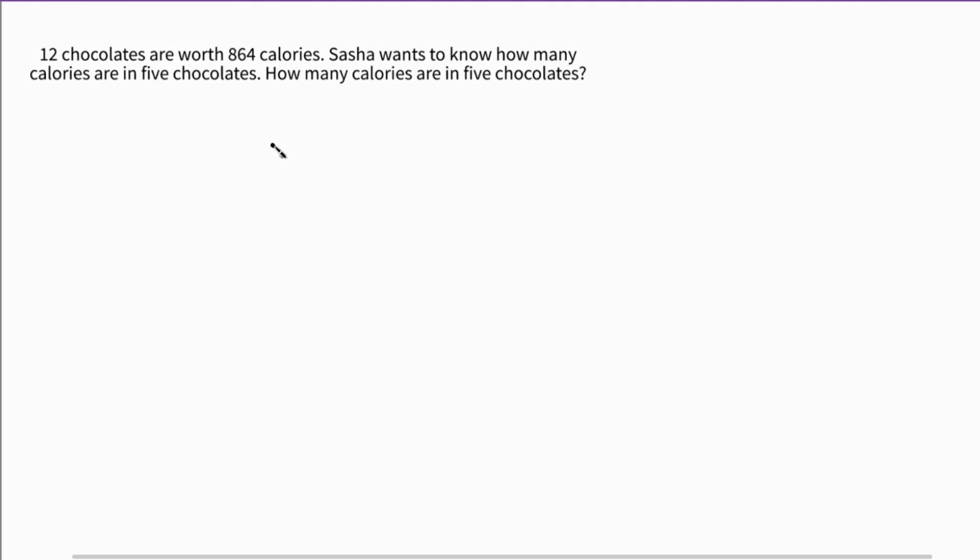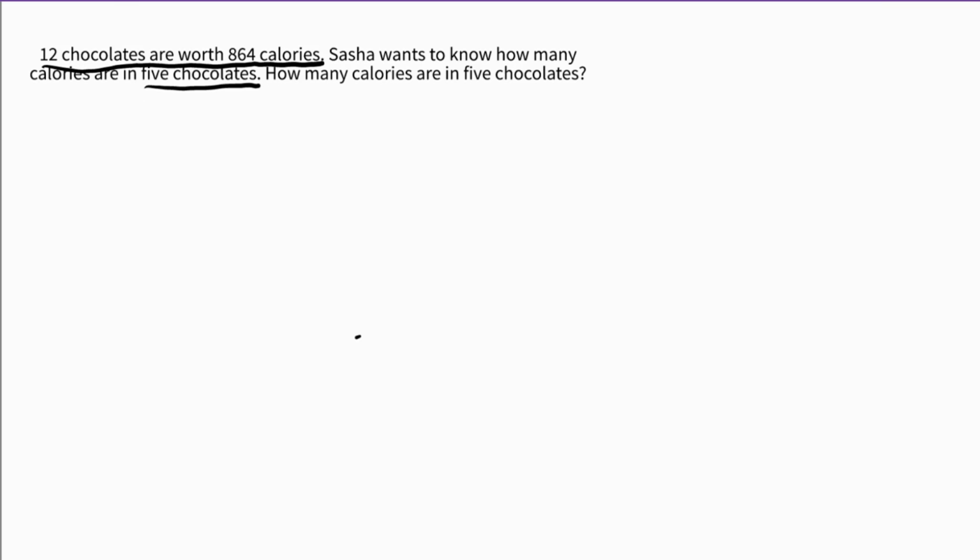Alright, let's take a look at this problem. 12 chocolates have 864 calories in them. If Sasha wants to know how many calories are in 5 chocolates, what do you tell her? Well, I'm going to give you a moment to try and figure this out. Alright, so the key words here are 12 chocolates are worth 864 calories, and we want to know how many are in 5 chocolates.